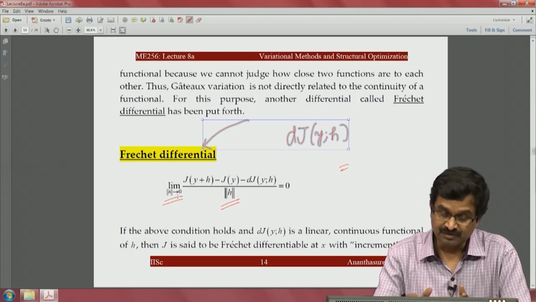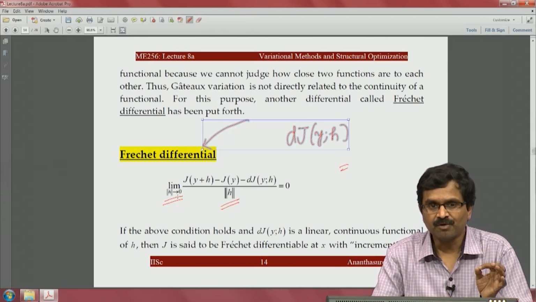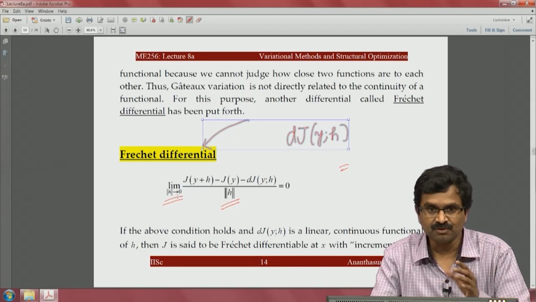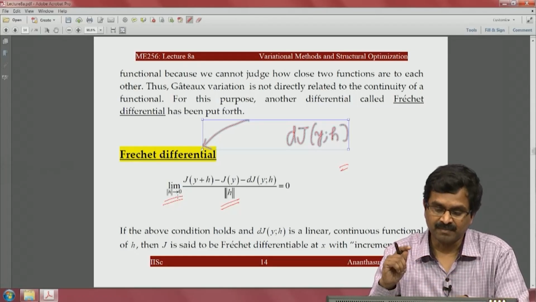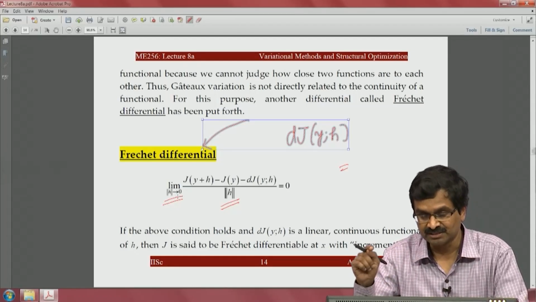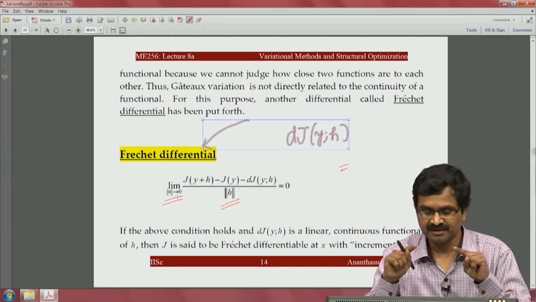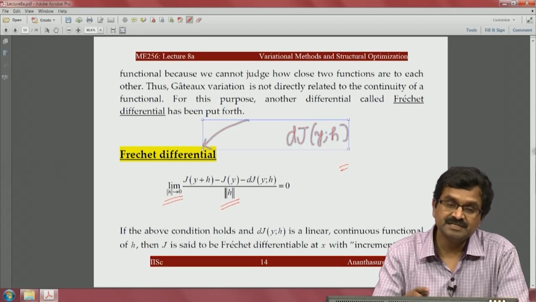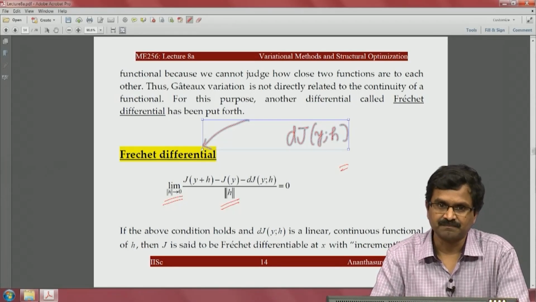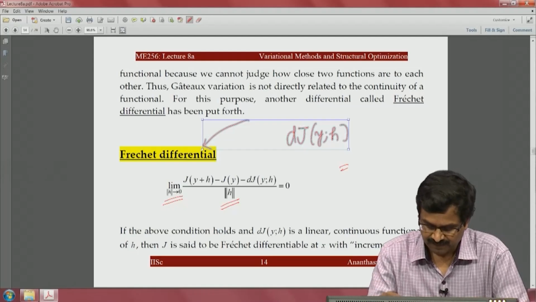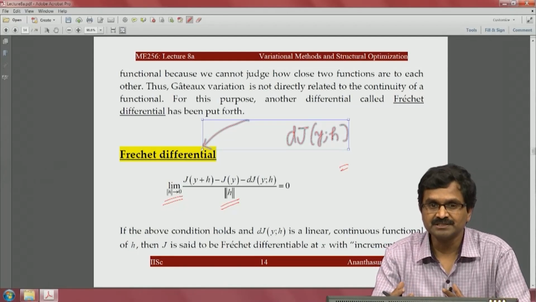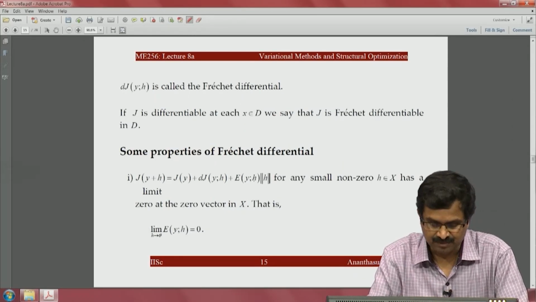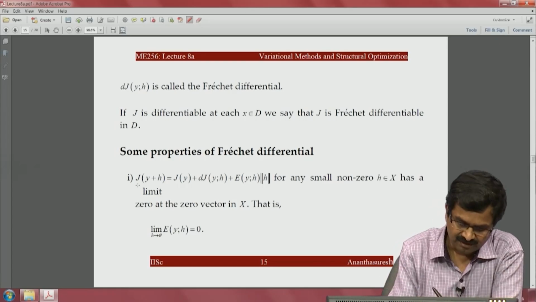If this is equal to 0, that is, the limit as the norm of h, an arbitrary function h of x, there is a norm that we had discussed earlier, tends to 0, of the numerator J(y + h) minus J(y) minus dJ(y, h), the Frechet differential, divided by the norm of h, if that limit is equal to 0, then this dJ is called the Frechet differential. It is a little bit more rigorous, because we are involving the norm of h and not just taking epsilon variation.